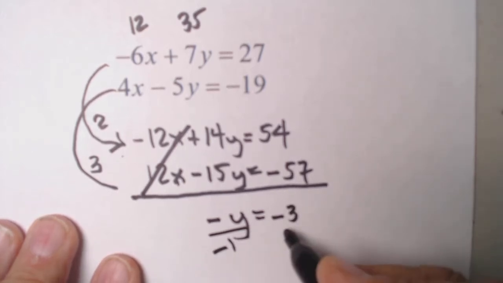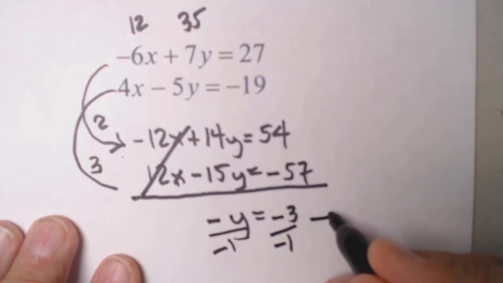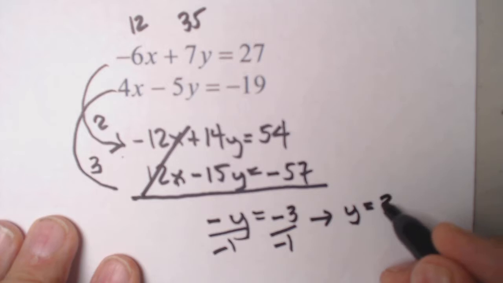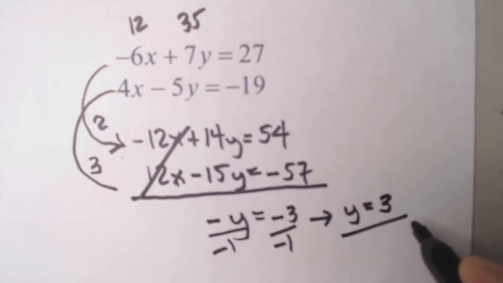So divide both sides by negative 1. And we get y equals, the 2 minuses give me a plus. So y equals plus 3. There's the first half of my solution.